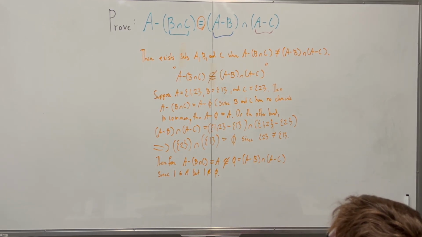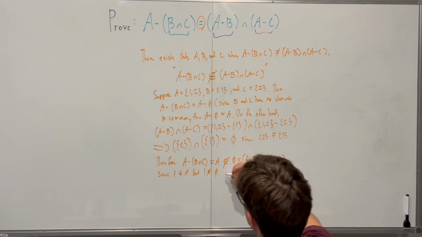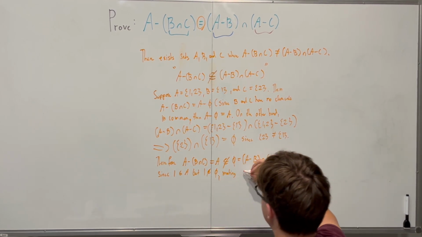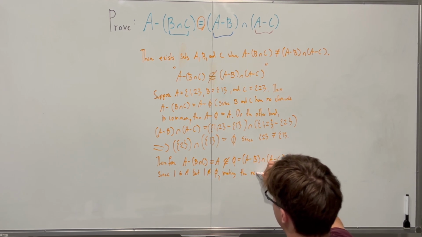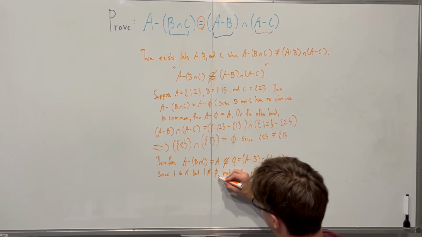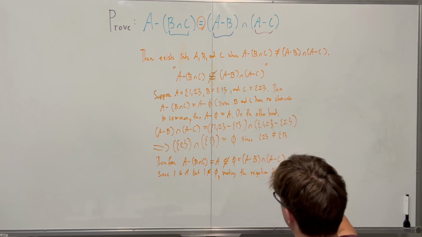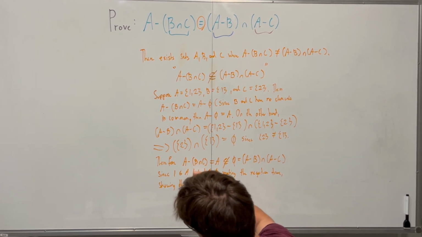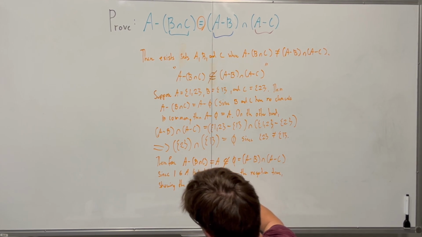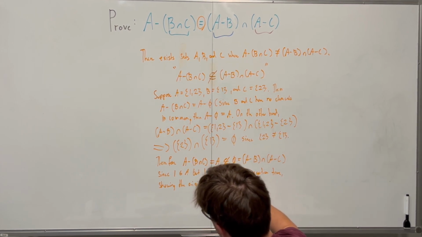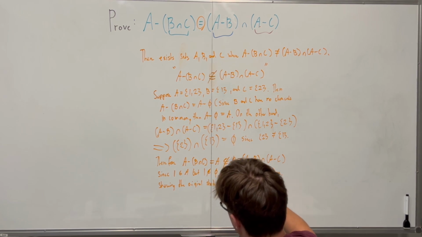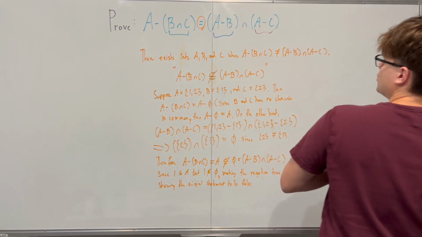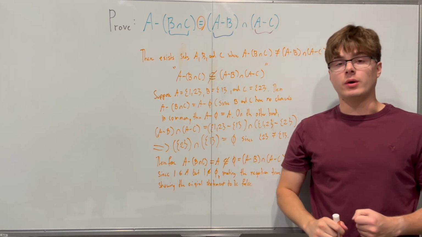So there we go. We can now say that this makes the negation true, showing the original statement to be false. Okay, we have now shown that this is not going to be true.